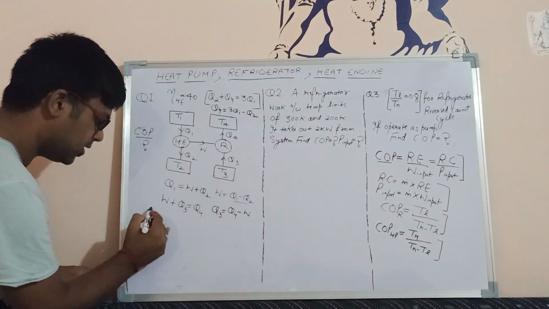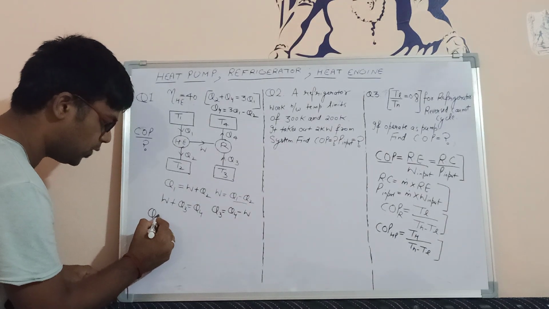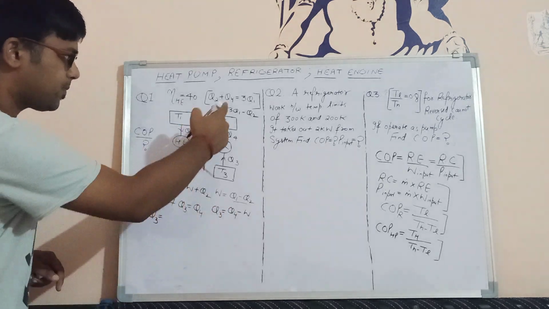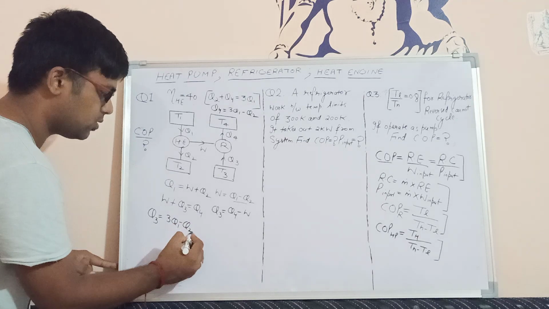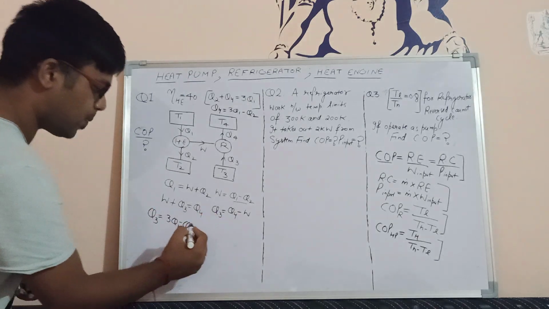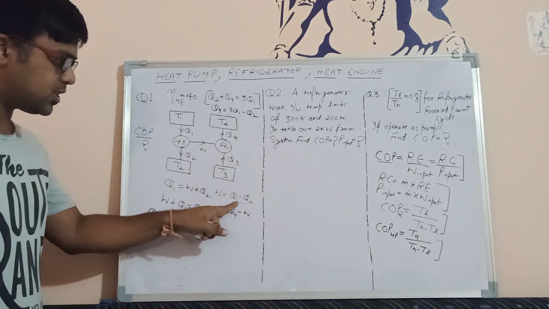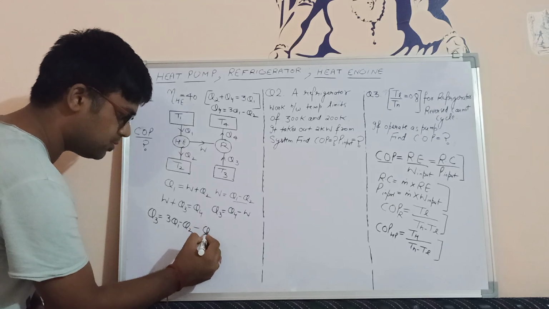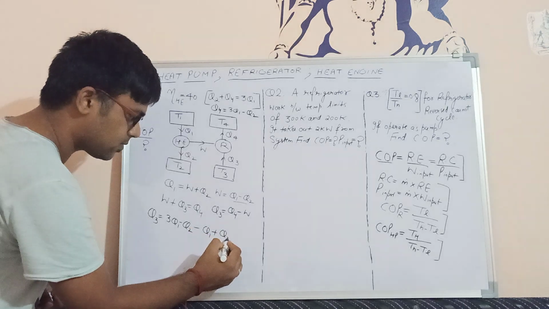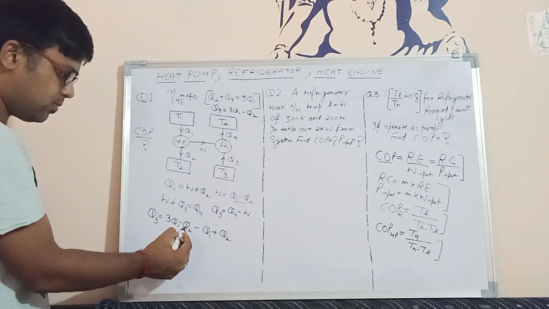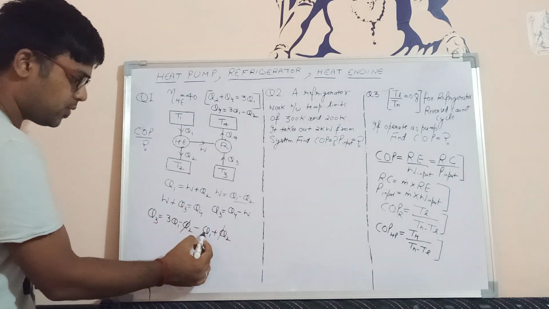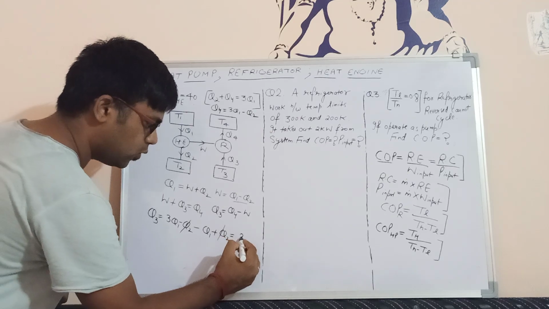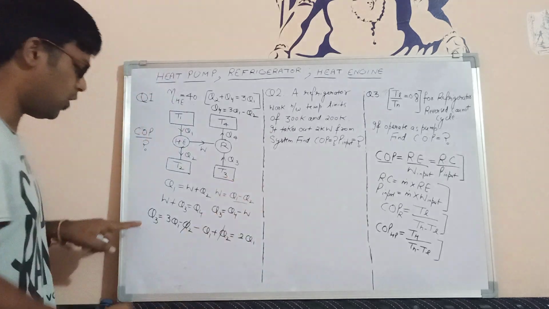What are we going to get? Q3 will be equal to Q4, that is 3Q1 minus Q2, minus W. What is W? It is Q1 minus Q2. It becomes minus Q1 plus Q2. So the Q2 terms cancel out, and 3Q1 minus Q1 will be equal to 2Q1. So this is the value of Q3.